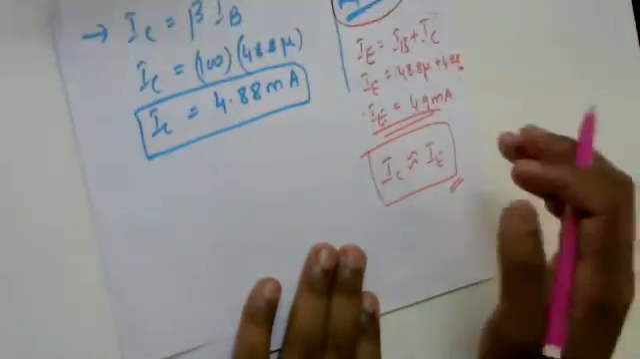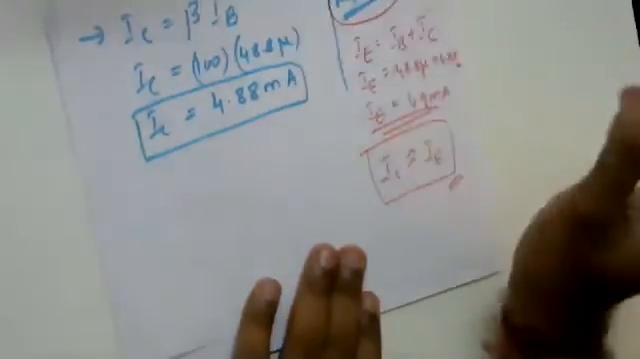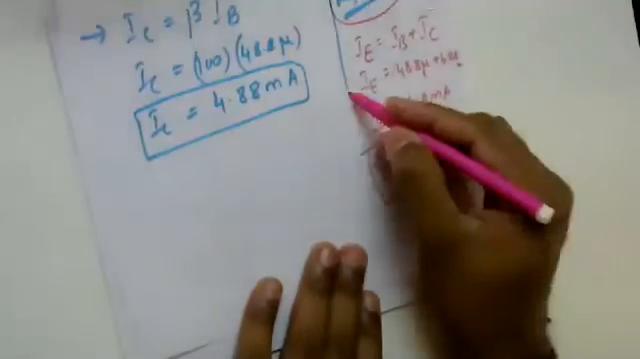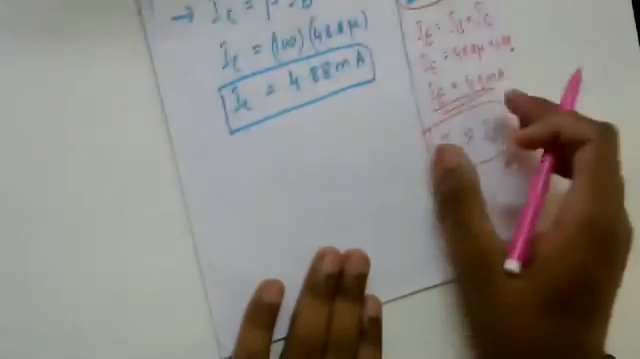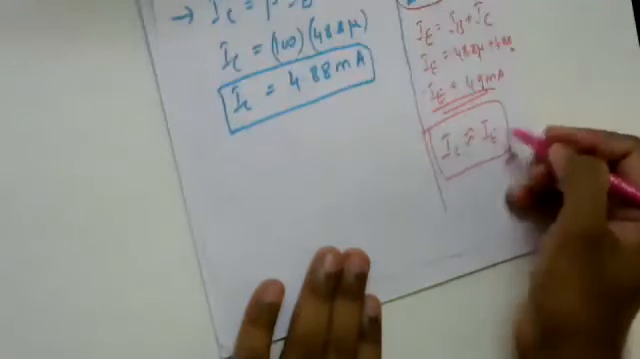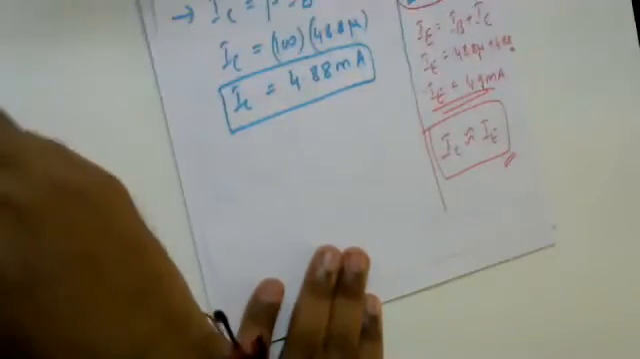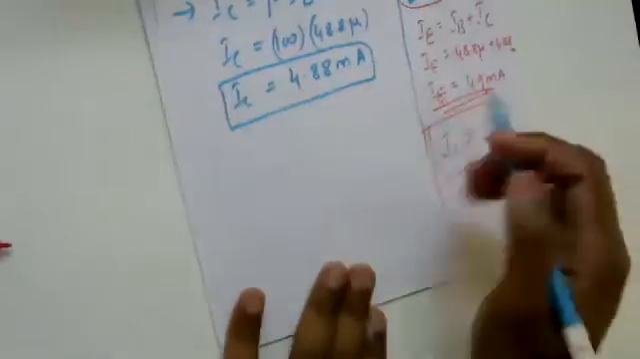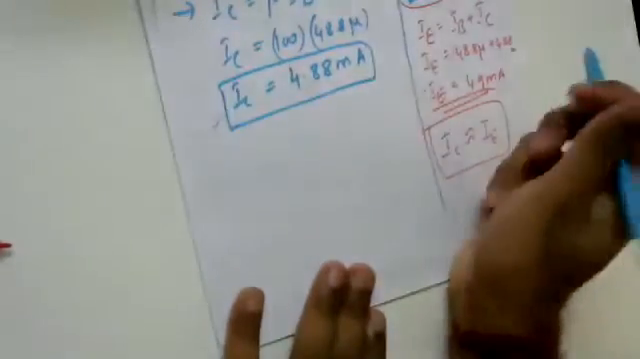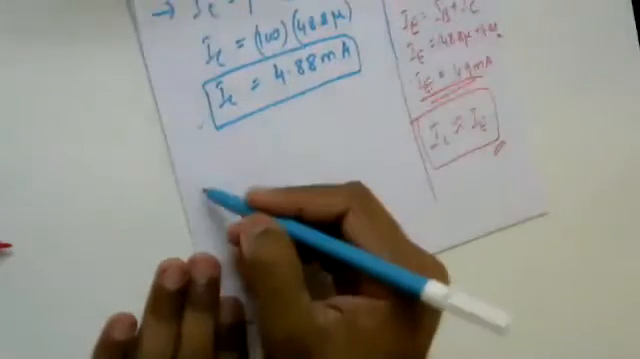Is it clear? Okay, so we did this data only from a reference perspective. It is not part of the numerical. So the fundamental concept of why we choose IC approximately equal to IE will be clear to you. Fine. Now, since we have computed the value of IC, we have to compute the value of VCE.